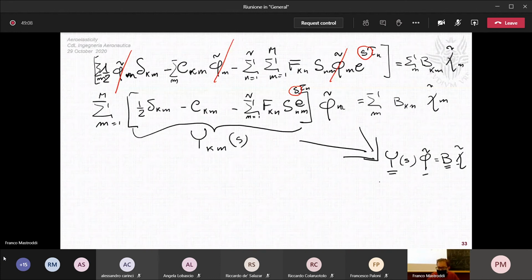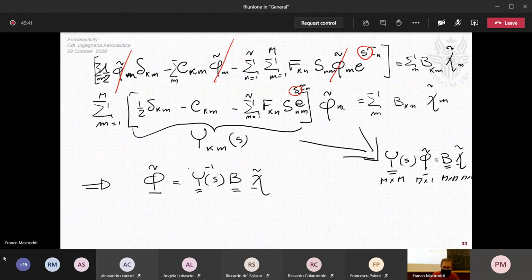This is an M by M matrix. This is M by 1, M by M, and M by 1. Can you follow me? Okay. And so phi at the end, the vector, is equal to the Y matrix to the minus 1 by B by key. And so this is our operator. This is our promised operator, E2.